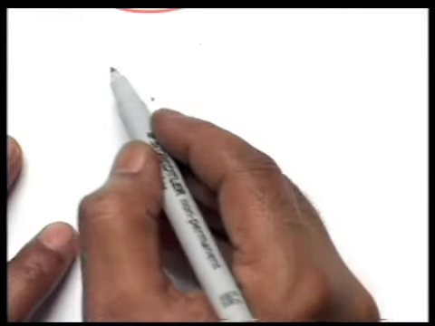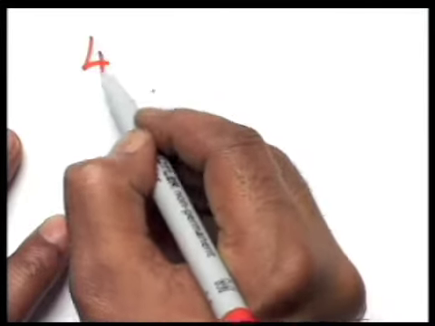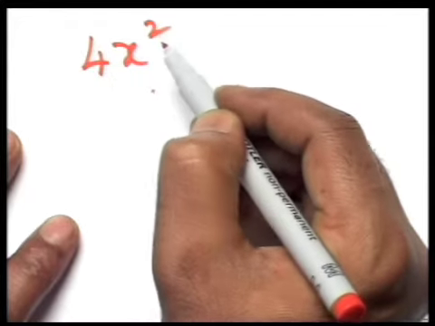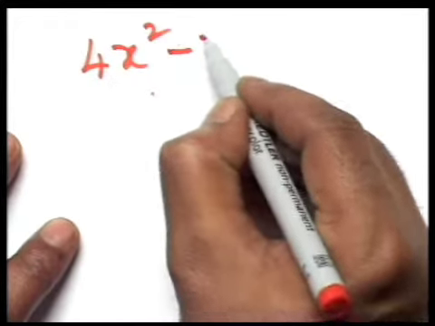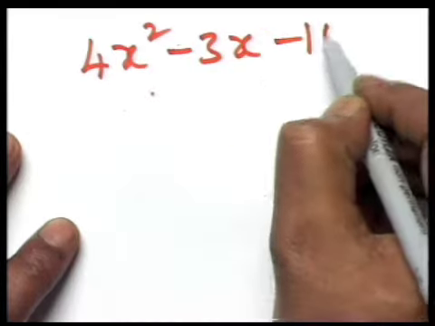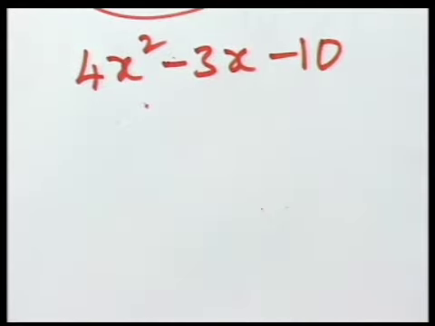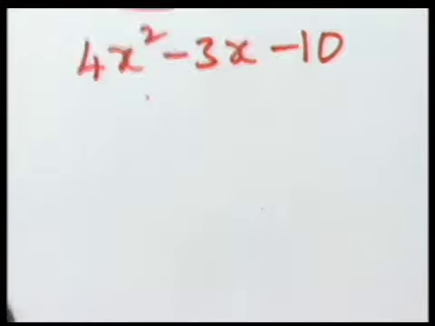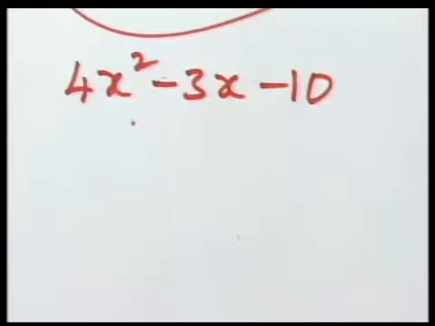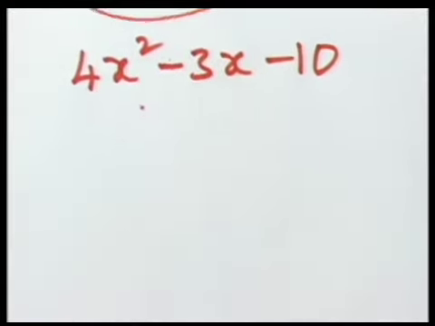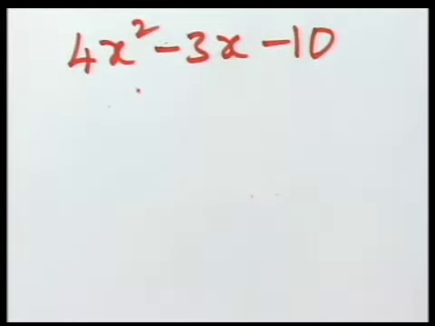Please copy the sums in your book, please. This time I'll go for a 4x squared, then minus 3x and a minus 10. I changed the signs to make the question a little bit tougher, but you can do it. Your times tables, you need to work on. Once you get that right, you can solve any question.